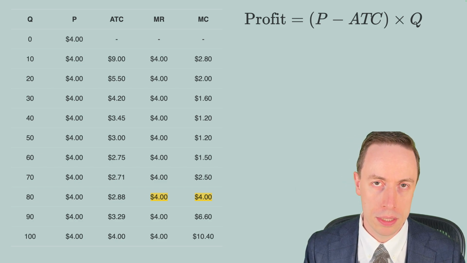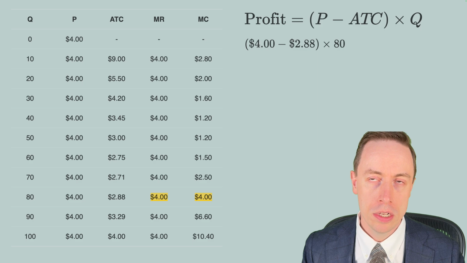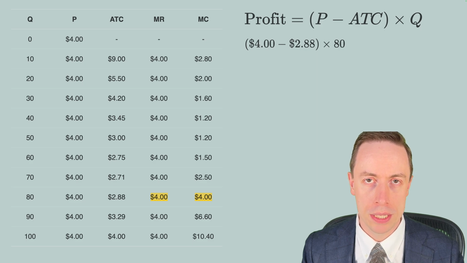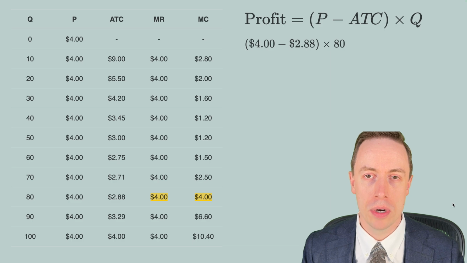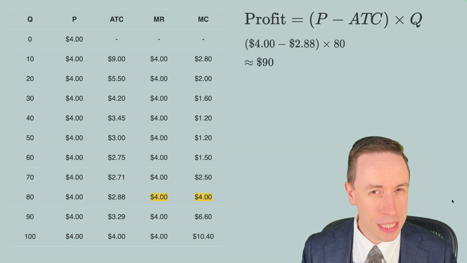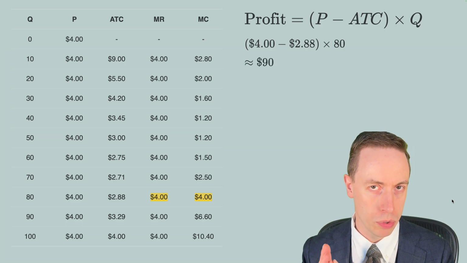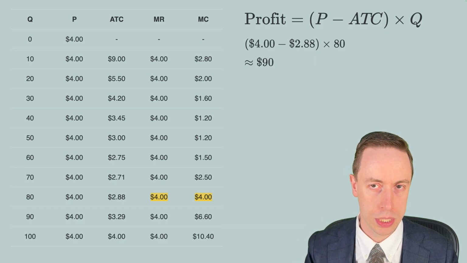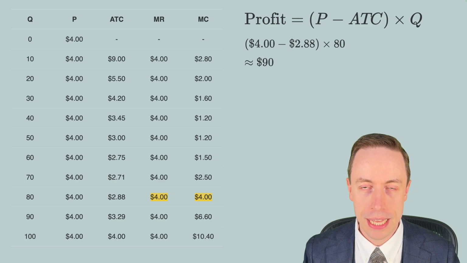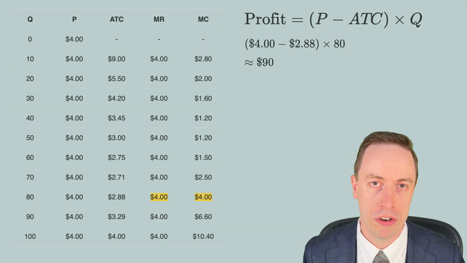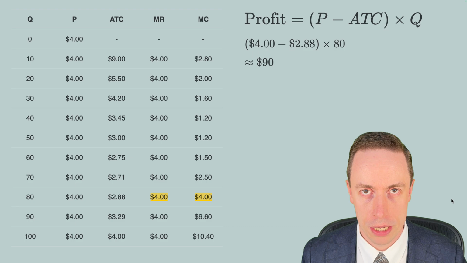So let's go ahead and plug this into our formula as well. We can take 4 minus 2.88, that's $1.12 in average profit, and then multiply by quantity to get the profit back out. Now, it doesn't come out to be exactly $90 because we're rounding. We're losing a little bit of information, but after rounding, there is the $90 profit that our firm is earning.